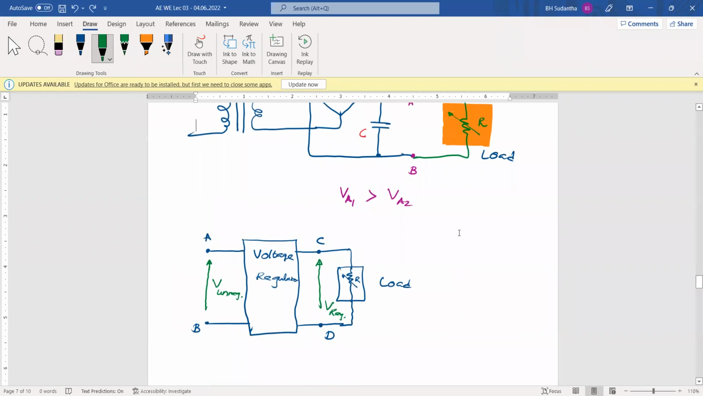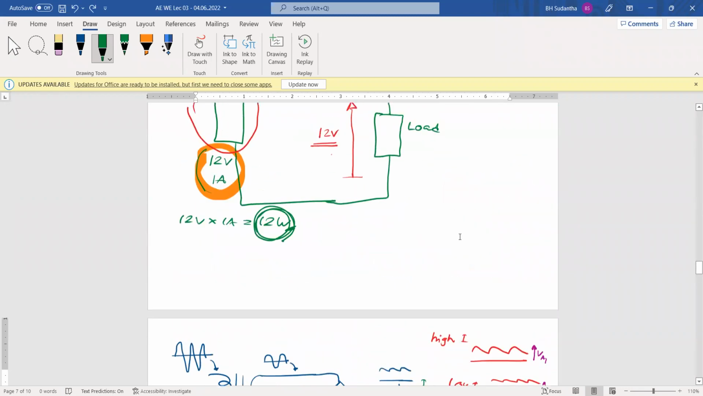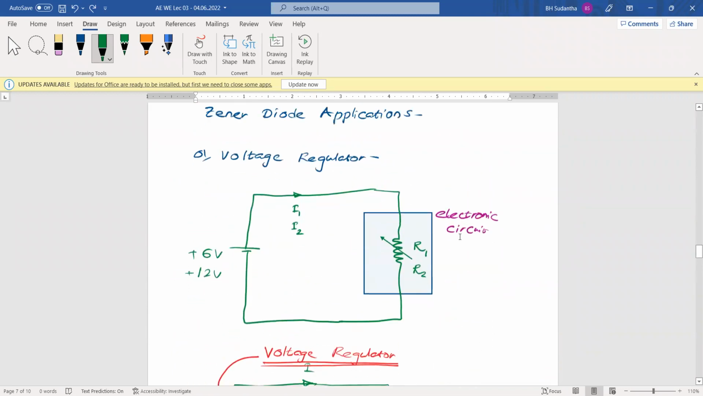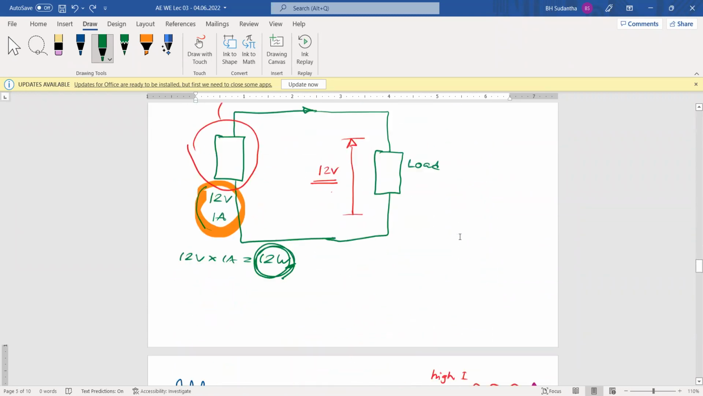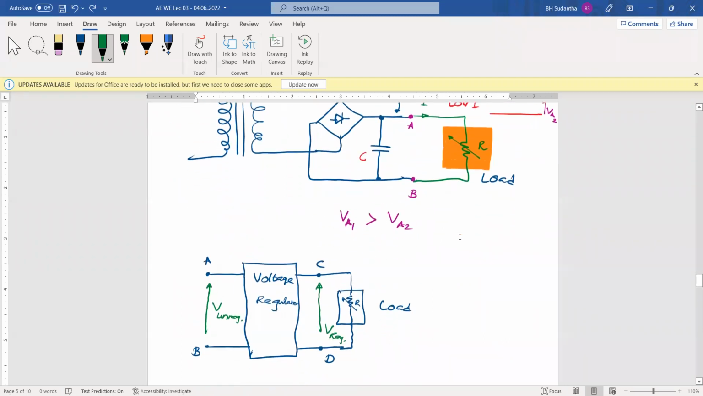Okay, I am telling these things, taking much more time, to help you understand the importance of having this voltage regulator before you supply the supply voltage to a circuit.